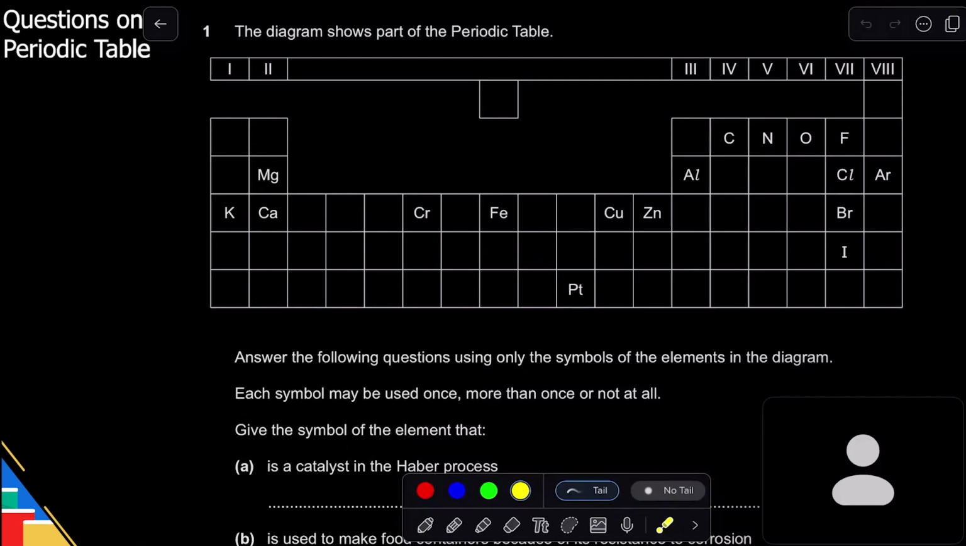The diagram shows part of the periodic table. Okay, so we have all these periodic table parts and we have all these elements that are mentioned for us. Answer the following questions using only the symbols of the elements in the diagram.